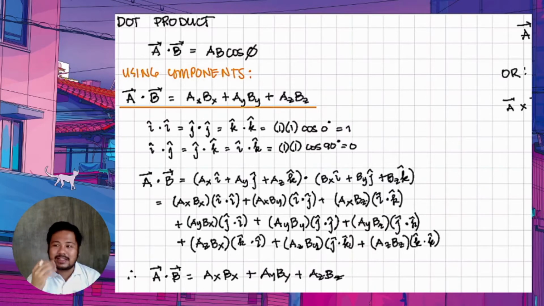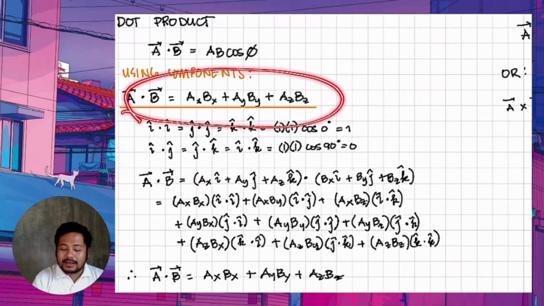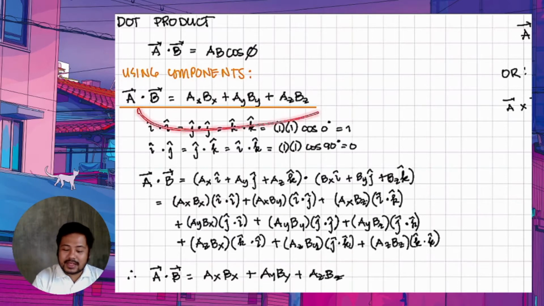But there are instances wherein we have to take advantage of the components of each vector a and b. So we have the second method, that is using components, but still it is a dot product. So by inspection, or by looking at your notes, we could always say that a dot b is just equal to ax bx plus ay by plus az bz. This is our second method actually. But how did we come about this one?